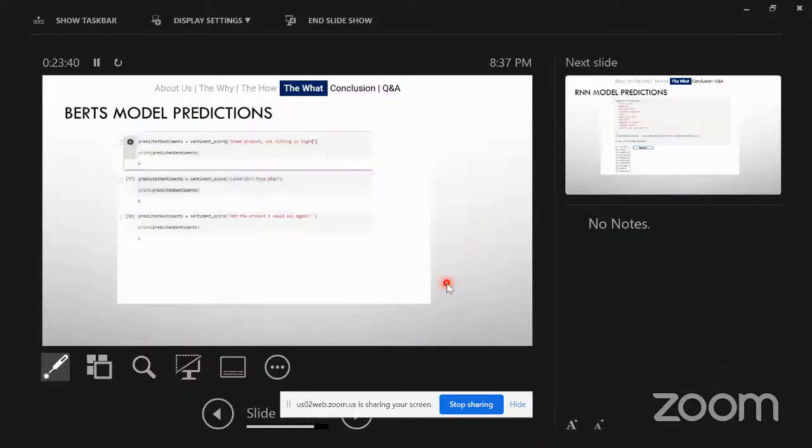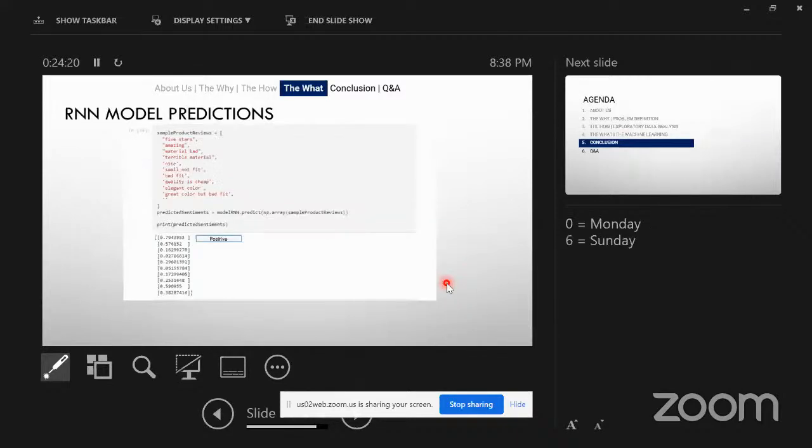So these are some of the model predictions which we had. We tried passing some of the reviews. So, "great product, but fitting is tight." It is a positive review, great product, but there is also an issue with the size. So it is written as 4. It is not a perfect 5-star review, but it has some comments to improve. So it is a 4-star, but the model predicted 5. And we tried passing "not the product I would buy again." So it was probably 1.